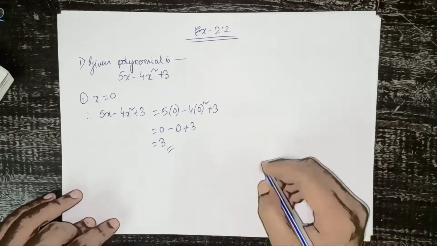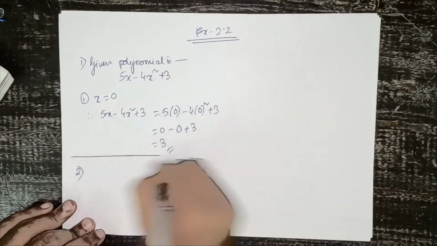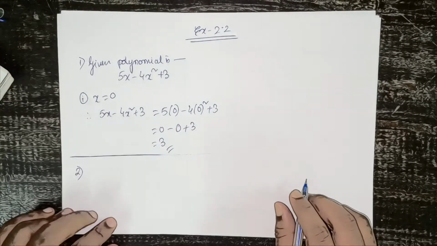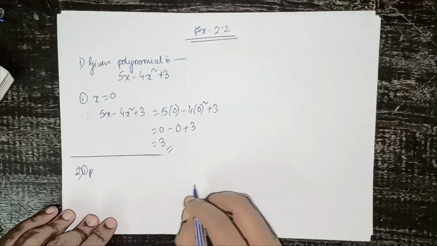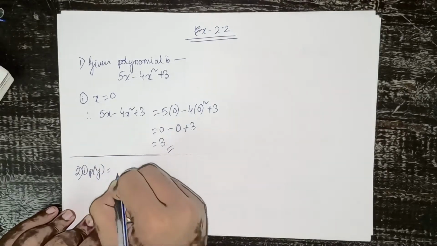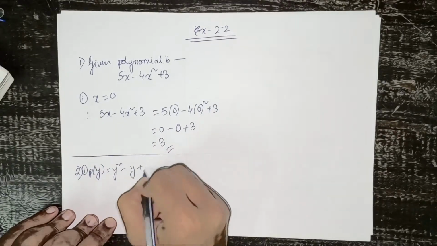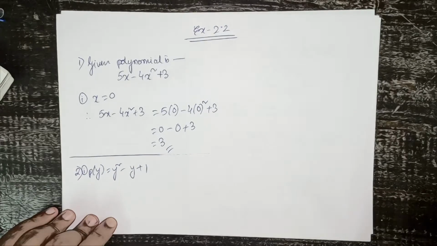Let us try another one. Question number 2. What do we have in question number 2? We are given a polynomial, suppose part 1. P of y is equal to y square minus y plus 1. This is a polynomial that has been given.